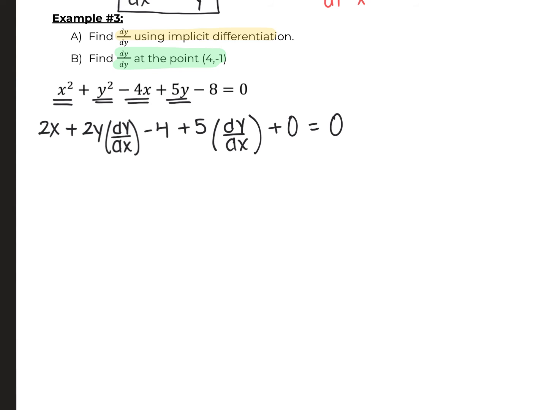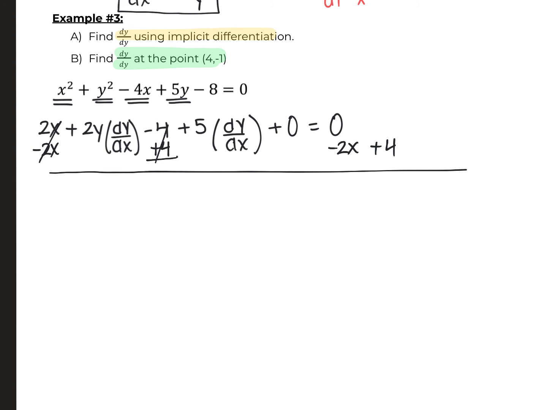So the goal is going to be to get the dy over dx's to one side and everything else on the other. So I want to subtract this 2x on both sides. And simultaneously, I would like to add this 4. So add 4. So on my left side, I have 2y times dy over dx plus 5 times dy over dx equals negative 2x plus 4.